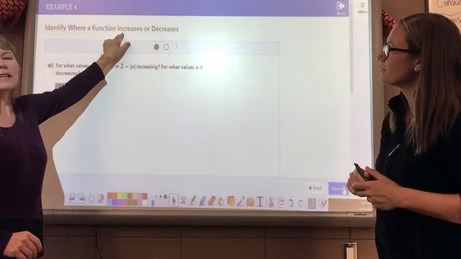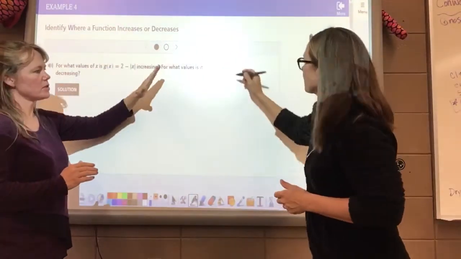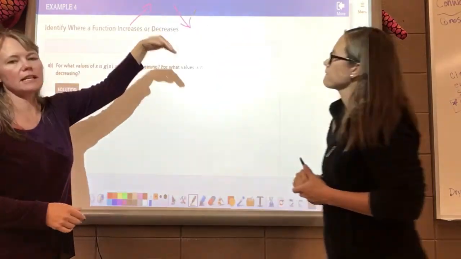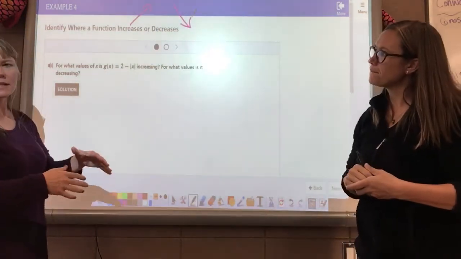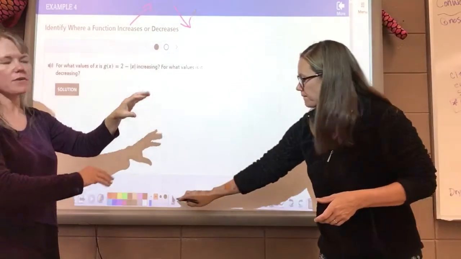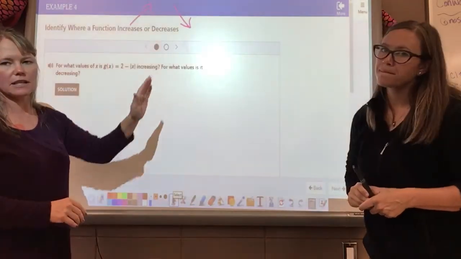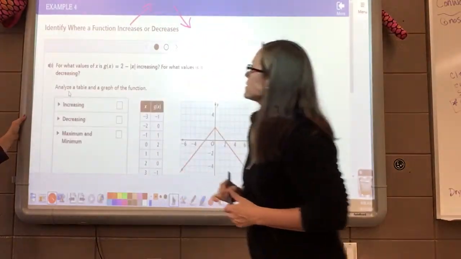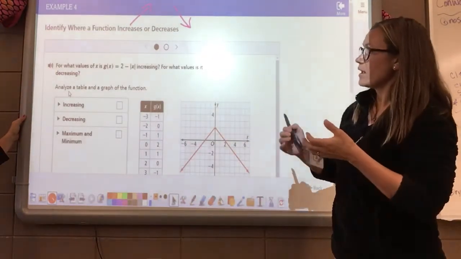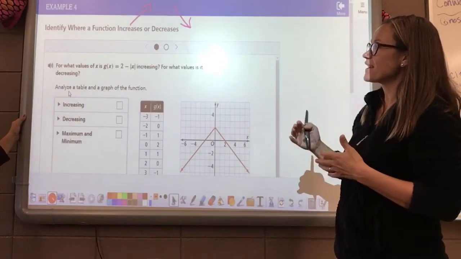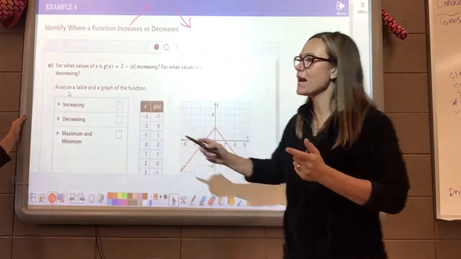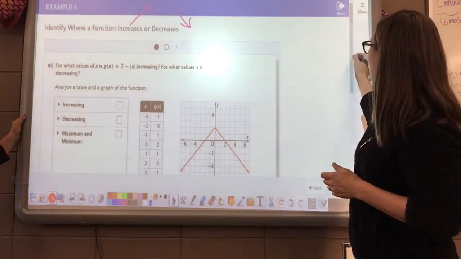So increasing, you just think uphill. Where is the graph going? Uphill. We always read from left to right. Decreasing is downhill. So positive is the location of the graph. Increasing, decreasing is the direction of the graph. So for what values of x is g of x equals 2 minus the absolute value of x? We talked the other day about how this is going to be an absolute value function.